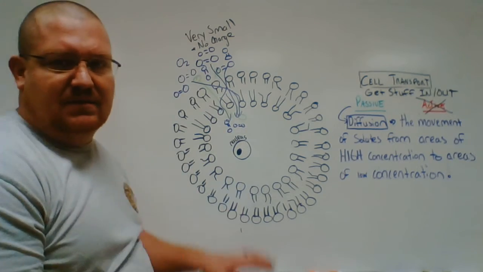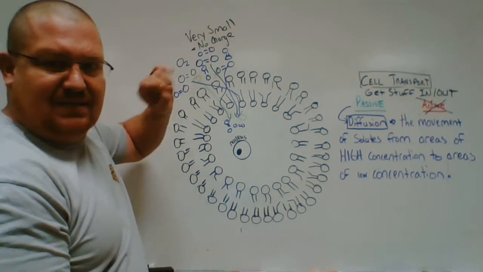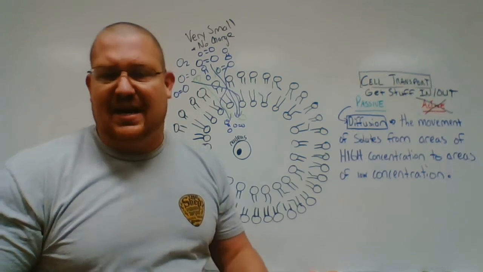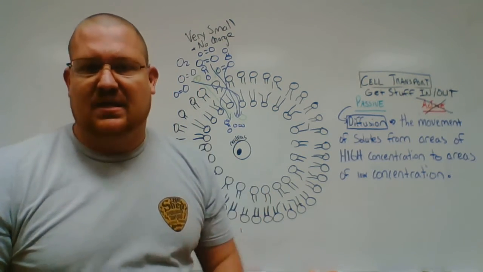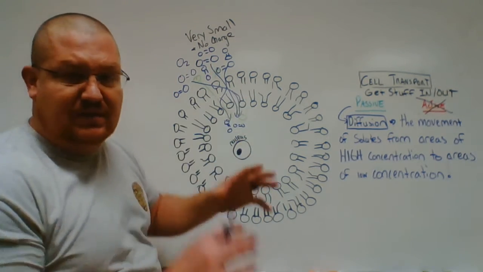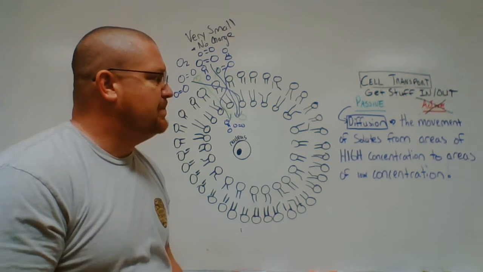Nature wants to be balanced. It doesn't like this buildup of things. This is stressful. It stresses nature out. Nature ain't about stress. It wants to relieve stress. So that's why we have diffusion. It's going to balance out and reach that equilibrium point.